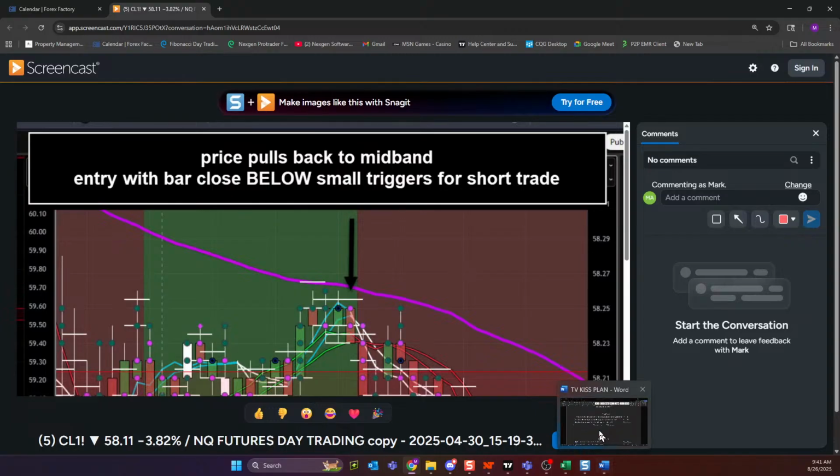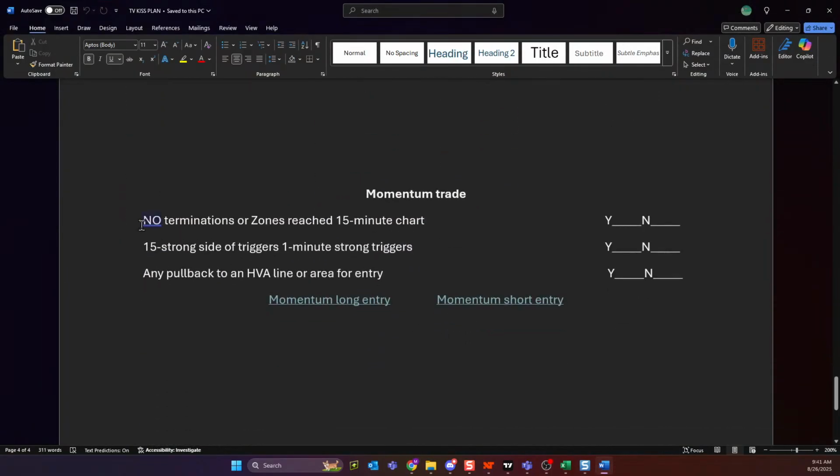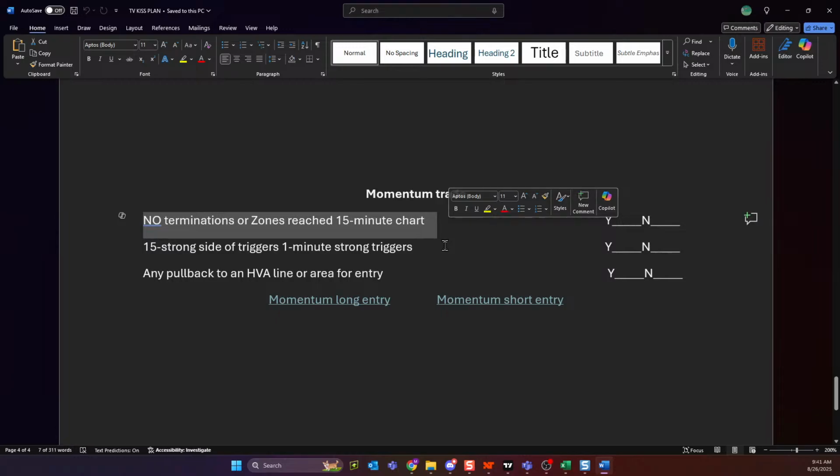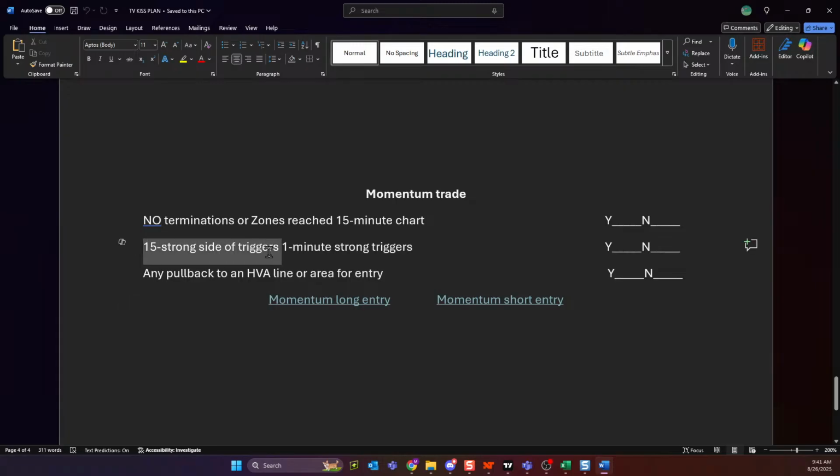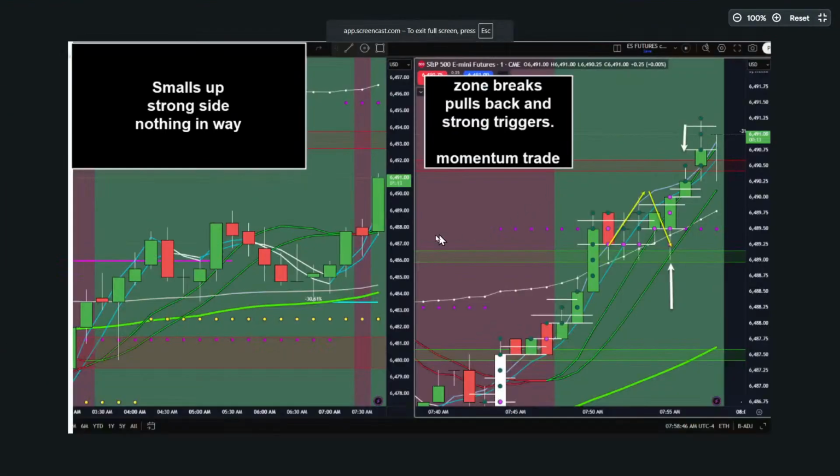The other entry is the momentum trade, and look at this. No terminations on the big chart. Guys, we are always advocating for room to targets. 15 strong side of the triggers, because if this is going to be a momentum trade, we want momentum. 1 minute, strong triggers, separation between the small and large. And then it's any pullback to an HVA or an area for the entry. So a momentum long entry looks just like this.